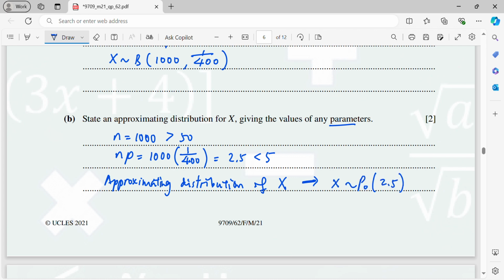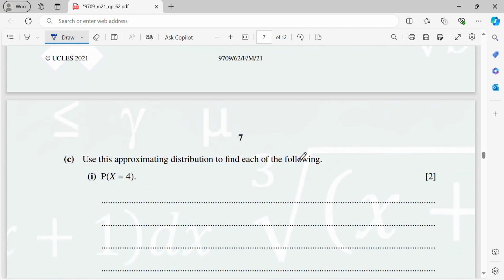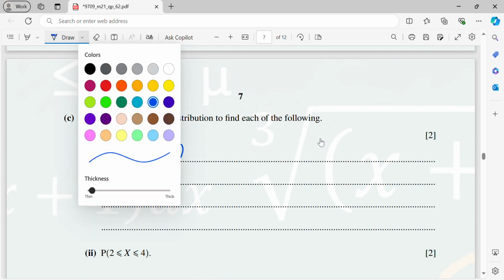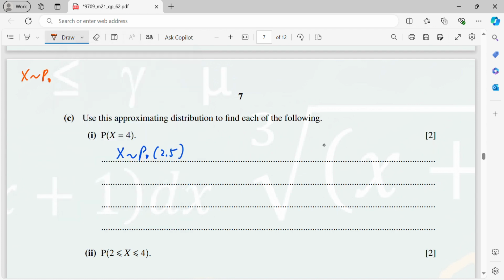So this is your approximating distribution of X, which is Poisson distributed with mean 2.5. Now use this approximating distribution to find each of the following. So now I will rewrite. My X is Poisson distributed with mean 2.5, and now P(X = 4). The formula, when X is Poisson distributed with mean mu, P(X = x) equals e to the minus mu times mu to the power x over x factorial.